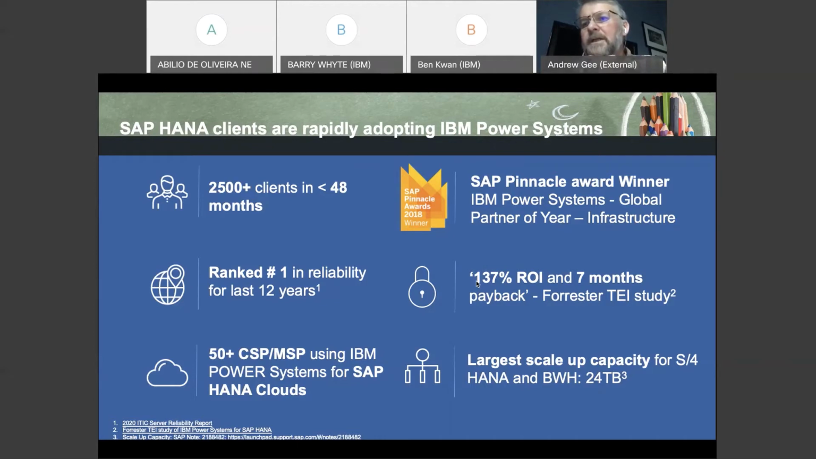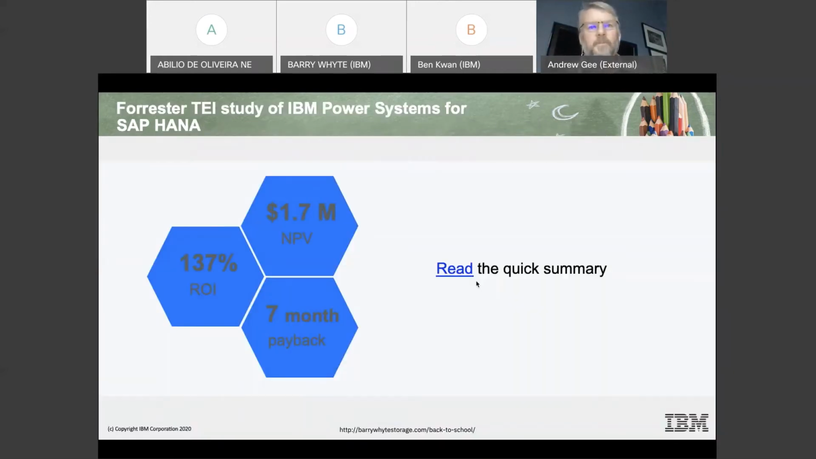If you want any information, in the questionnaire at the end of the session, just pop in there that you'd like a copy of the Forrester report and so on. So the largest scale-out capacity for S/4HANA and BW/4HANA is 24 terabytes, compared to, as I said, 6 for a VMware 4-socket machine and 3 for VMware on Business Warehouse. Again, this is just a highlight of the Forrester report: 1.7 million NPV, 137% ROI and 7-month payback. It's quite a good report to read.